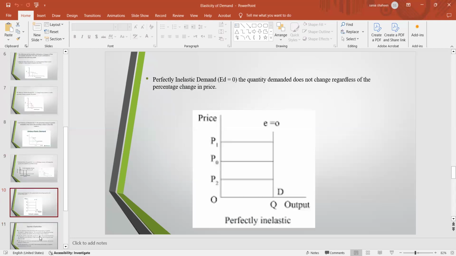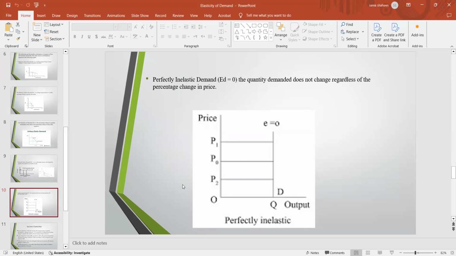This is another case, the perfectly inelastic demand. The quantity demanded does not change regardless of the percentage change in the price level. So in that case, if prices are increasing but there is no change in the quantity demanded, this is basically the case for the diabetic patient. Now this is the extreme case. If you are a diabetic patient and the prices increase, you cannot decrease the demand for insulin at any price level. You need insulin, so at every price level you cannot change the demand. So in that case, the price elasticity of demand is equal to zero.